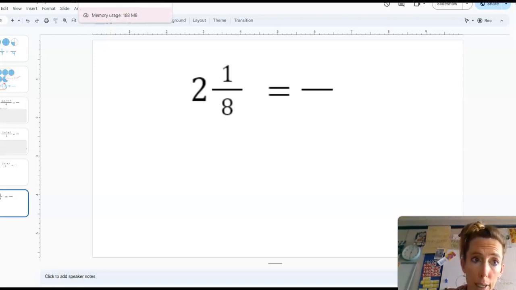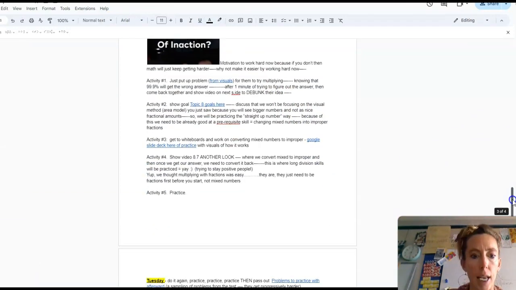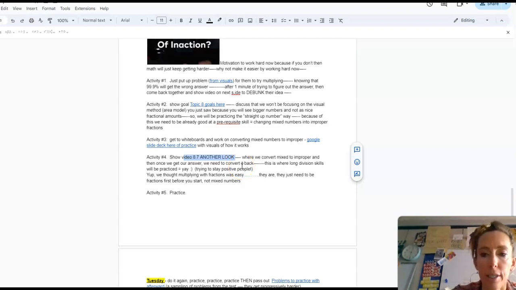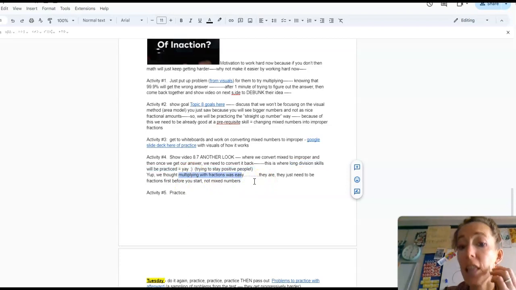Then at that point, you could do some sort of brain break or push-ups or exercises. And then you would show the Another Look 8.7 video, and they will see that you have to go into improper fractions and then multiply across. And then you're going to have to use your long division skills to get back to a mixed number. Yeah, so it takes a lot of math. And we thought multiplying fractions was easy. They are when you can just multiply across. But if you have mixed numbers, we first have to take that step to make them into fractions, not mixed numbers. Okay?